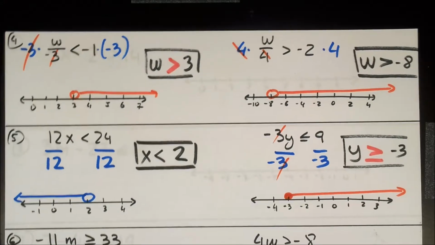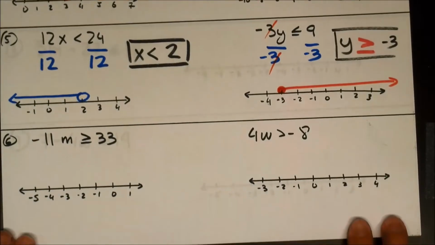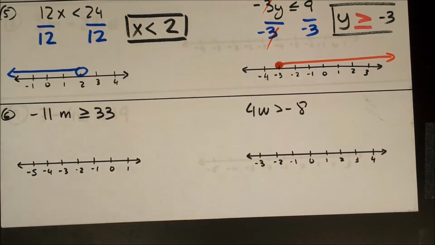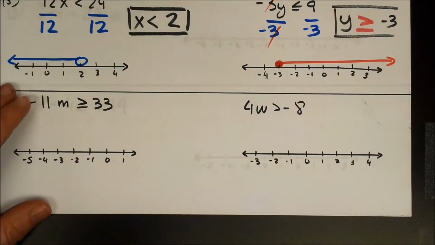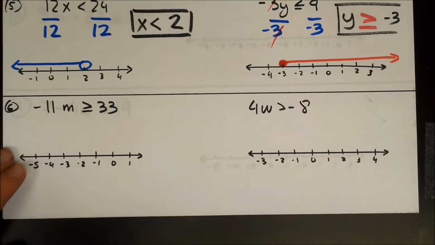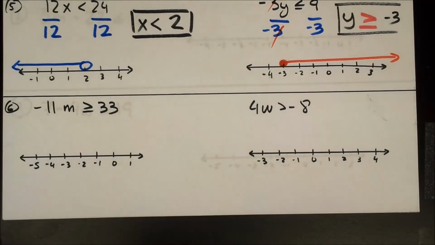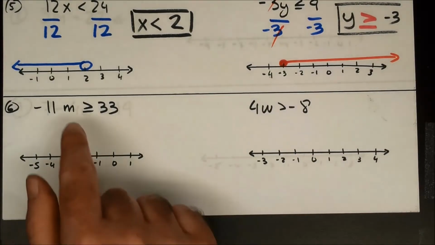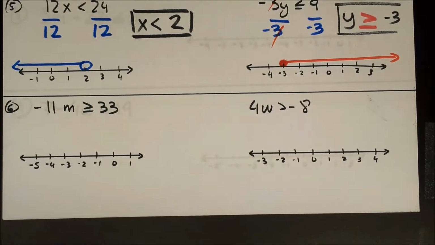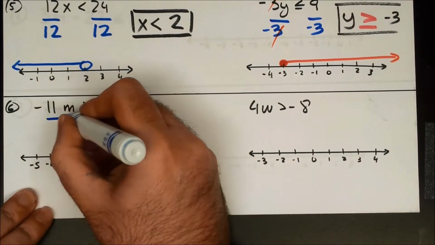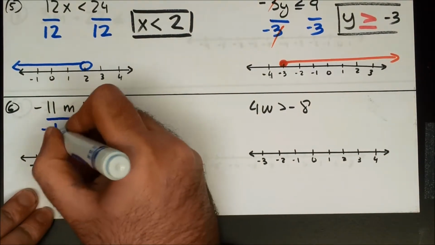Alright, number 6. And I'm going to remember to pull this all the way up. So there we go. Now we should be all good. With number 6, we have something very similar to number 5. Surprise, surprise. Let's see here. I need to isolate the m. It's being multiplied by negative 11, so I divide by negative 11 on both sides.